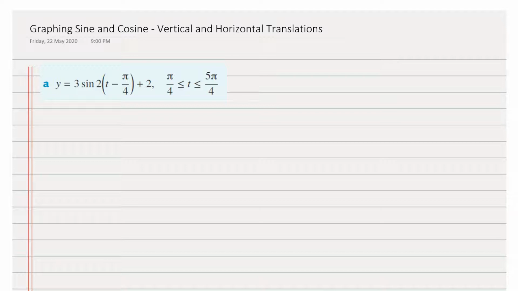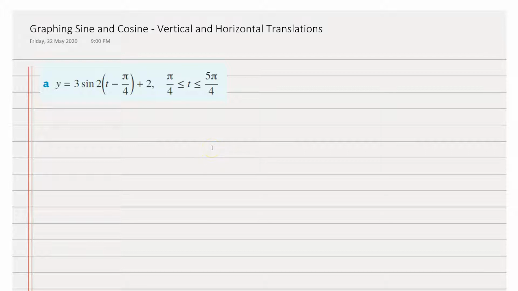In this video, we're going to have a look at how we can graph sine and cosine functions that have undergone both vertical and horizontal translations, as well as dilations of the period and the amplitude. In this case, we're going to graph y equals 3 sine 2 times (t minus pi over 4) plus 2, over a domain of pi on 4 to 5 pi on 4.